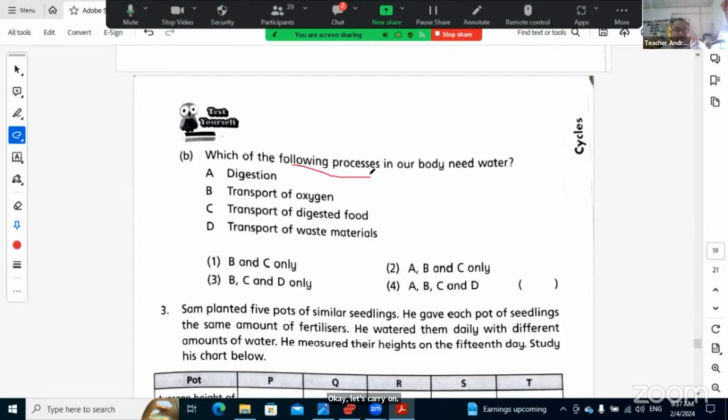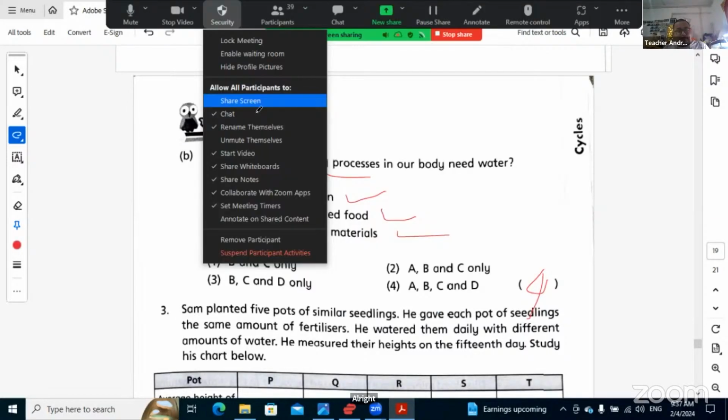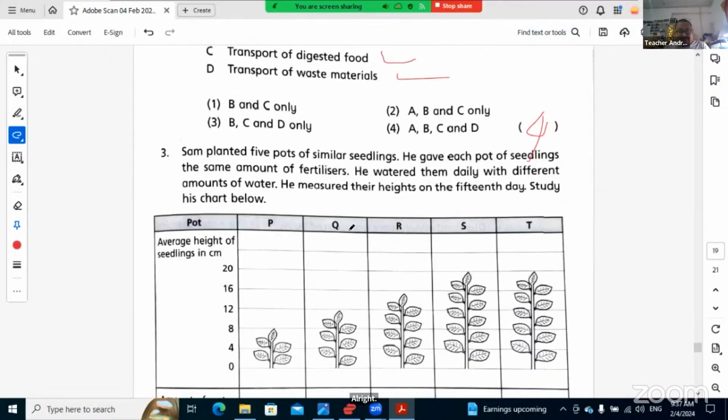So which part of the process needs water? Yep, digestion needed, yes. Oxygen needed, yes. So because blood needs water, therefore the answer is 4. All right. Okay, let's carry on.